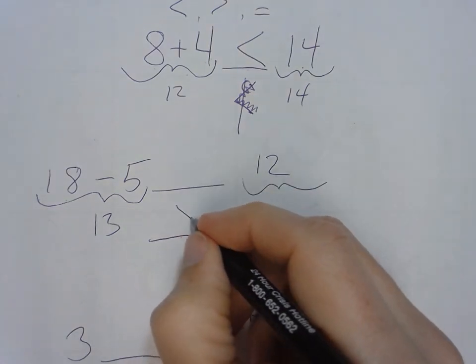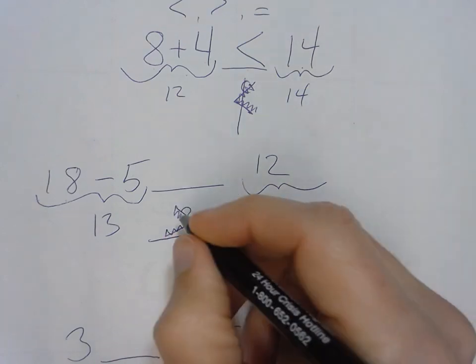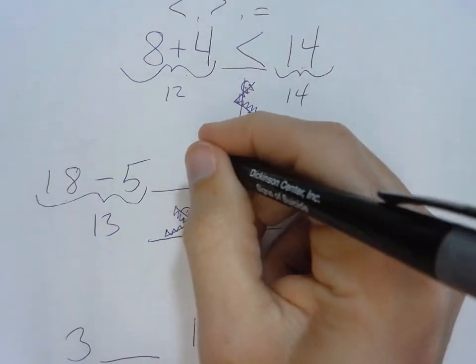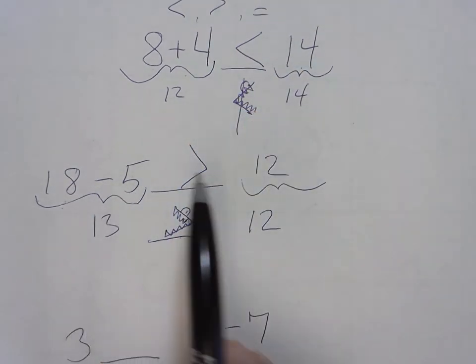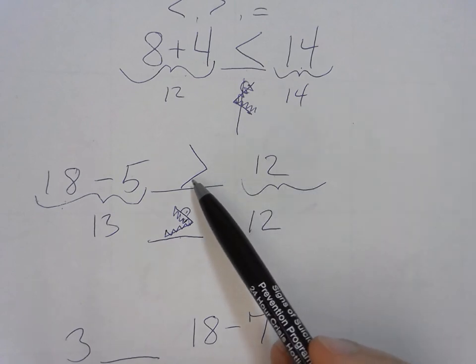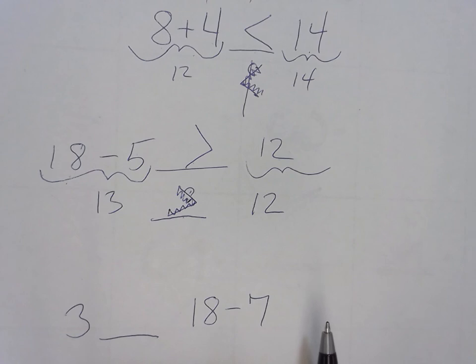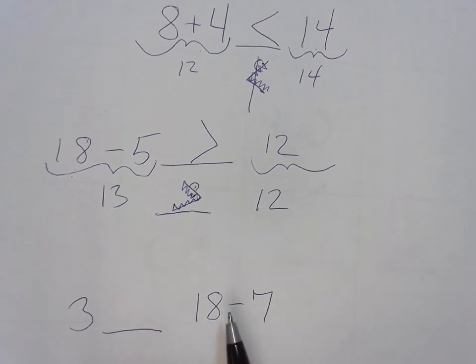Now this one, the alligator will want to eat the 13 because the 13 is the larger number. So we make the alligator eat that one. And we can put our alligator back into the original problem because 18 minus 5 is going to be greater than 12. And on to the next one. 3 something 18 minus 7.